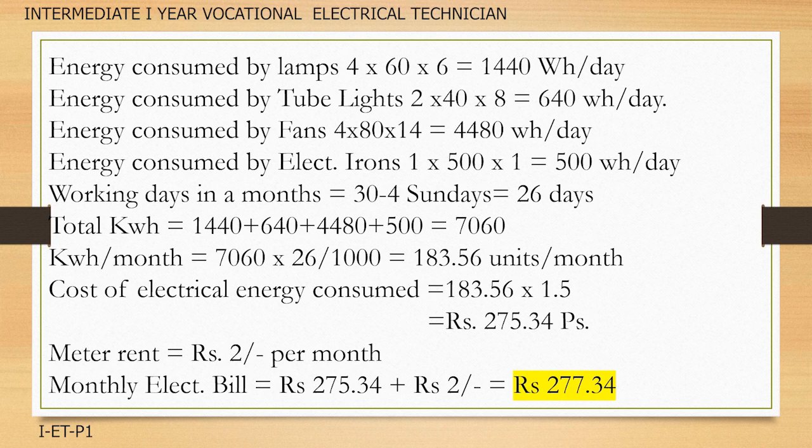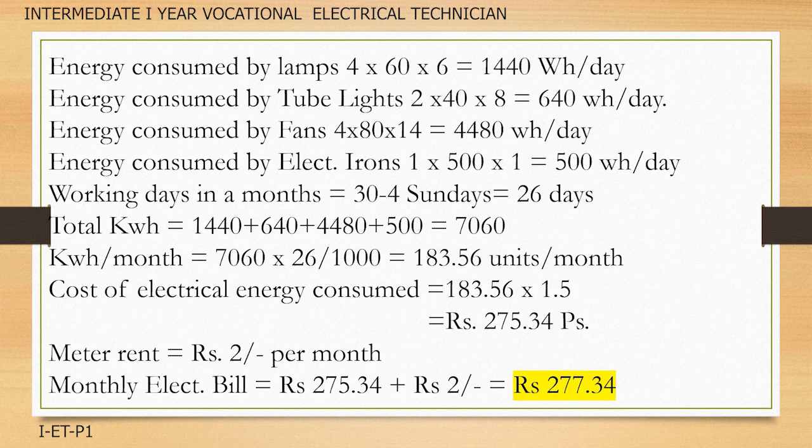Then same thing, energy consumed by tube lights: 2 into 40 into 8 equals 640 watt hours per day. Energy consumed by fans: 4 into 80 into 14 equals 4480 watt hours per day. Energy consumed by the electric iron: 1 into 500 into 1 equals 500 watt hours per day. That is 1 electric iron of 500 watts, working 1 hour every day.